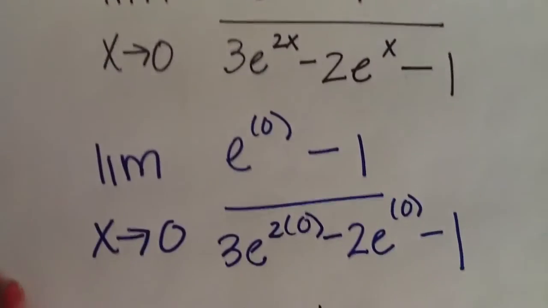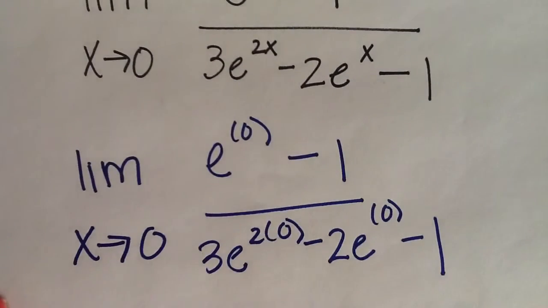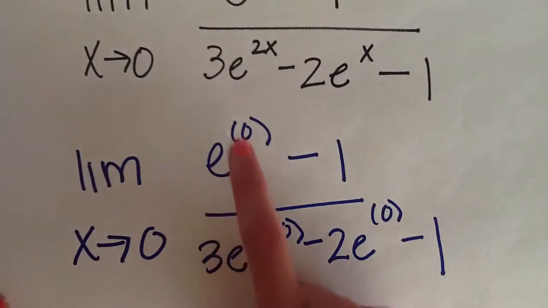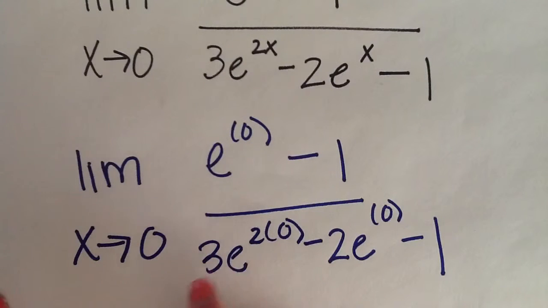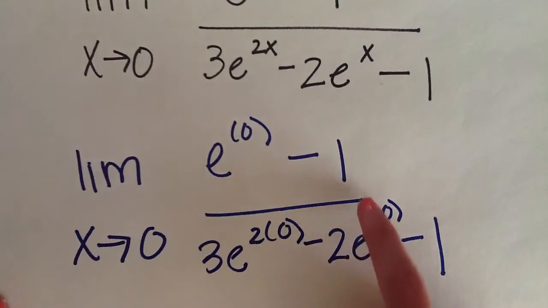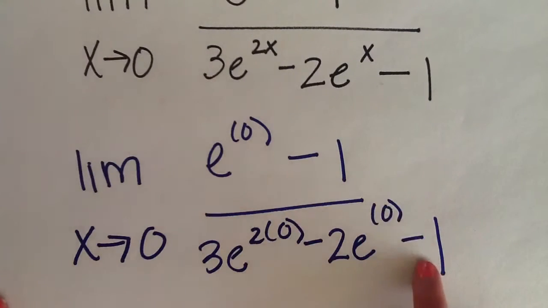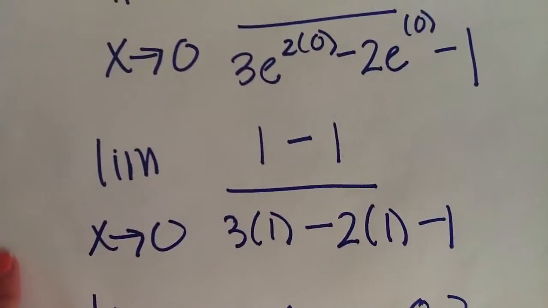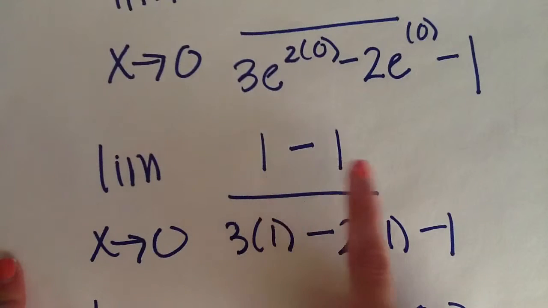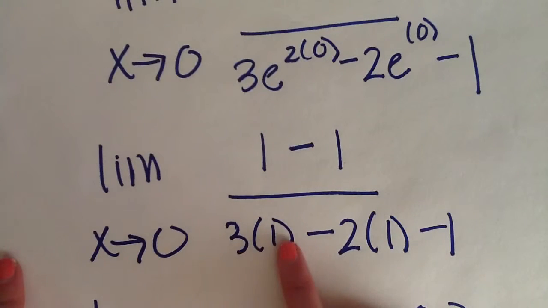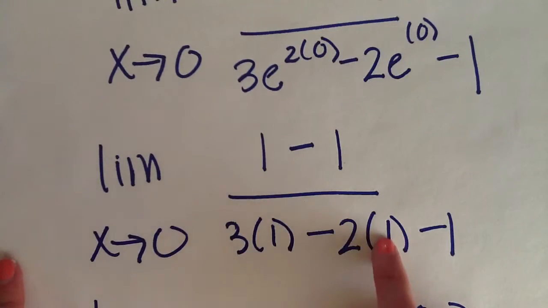So here it shows our direct substitution. We have e^0 - 1 over 3e^(2 times 0) - 2e^0 - 1. Anything to the power of 0 comes out to be 1. So as we continue to solve our substitution, we have 1 - 1 over 3 times 1 - 2 times 1 - 1.